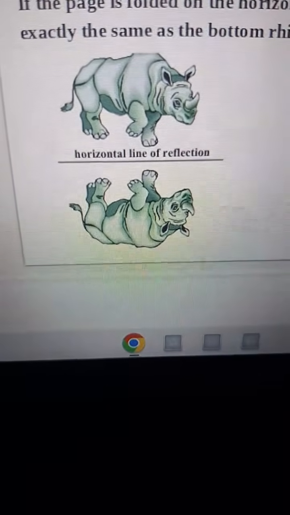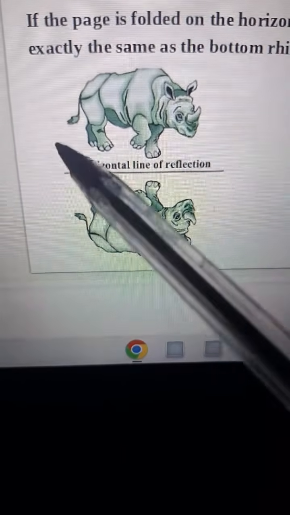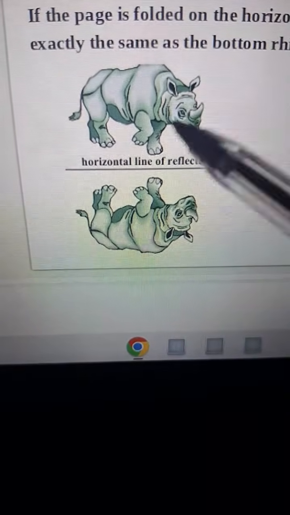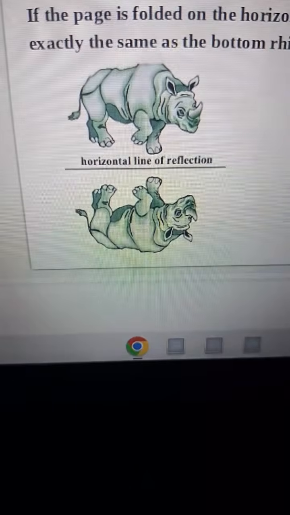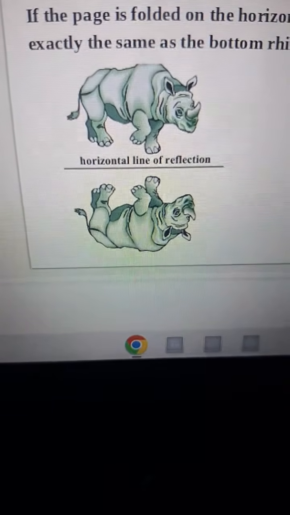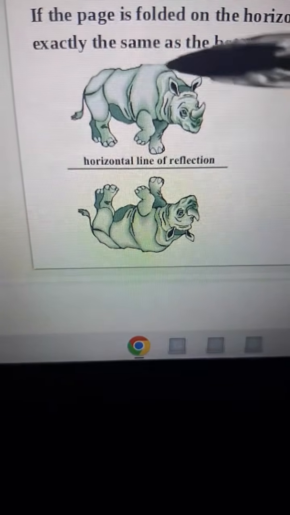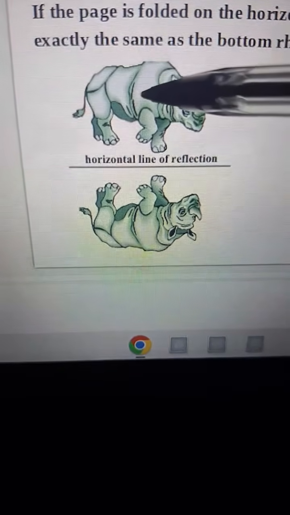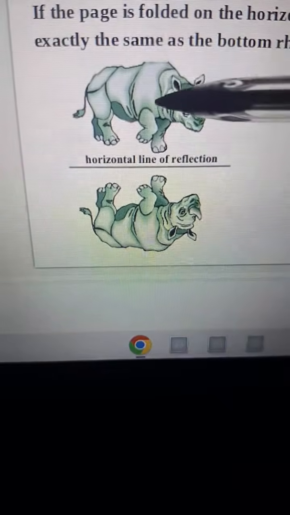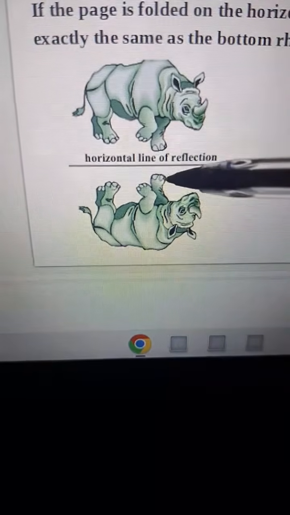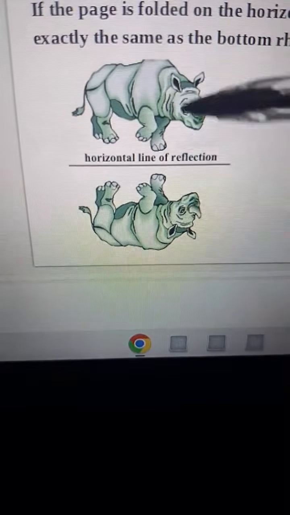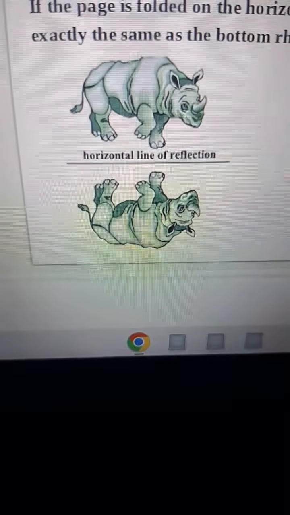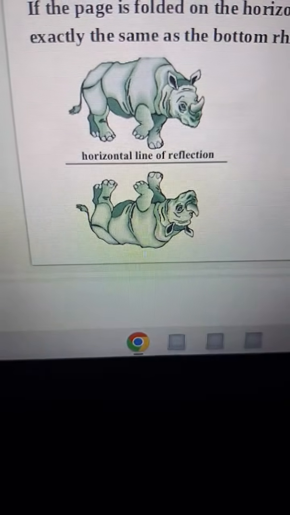Look at this one. This is a reflection along this horizontal line. This rhinoceros here is reflected along this horizontal line. This is what we mean by mirror reflection. Y will change. This rhinoceros is standing and looking at the water, and as it looks into the water, it's seeing a mirror reflection of itself. This is reflection along the horizontal line.